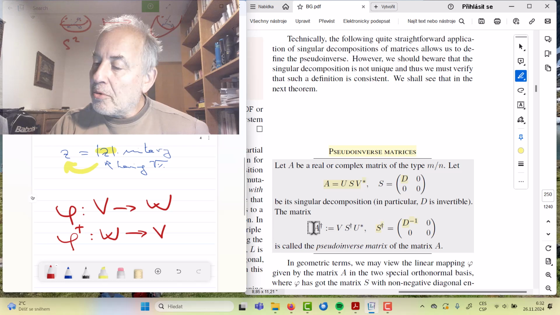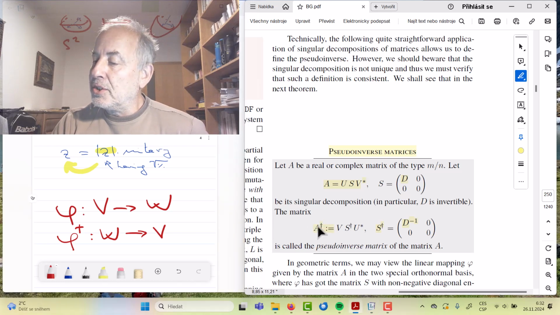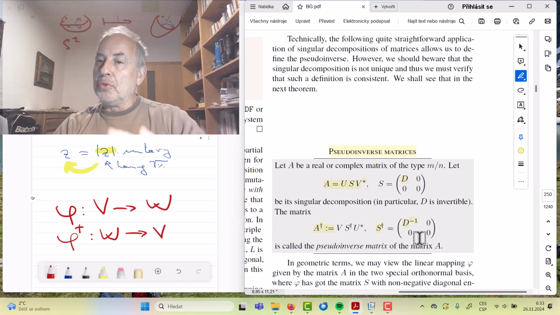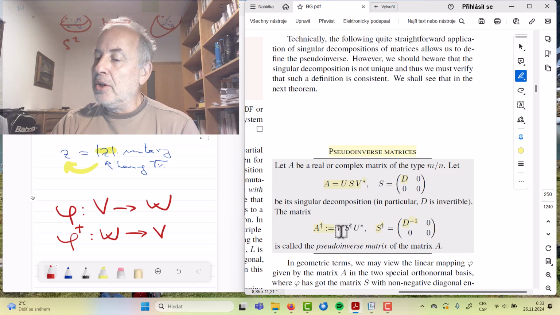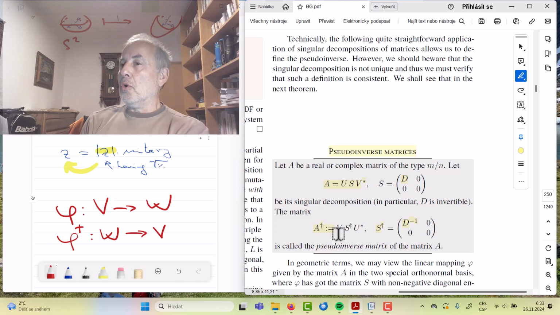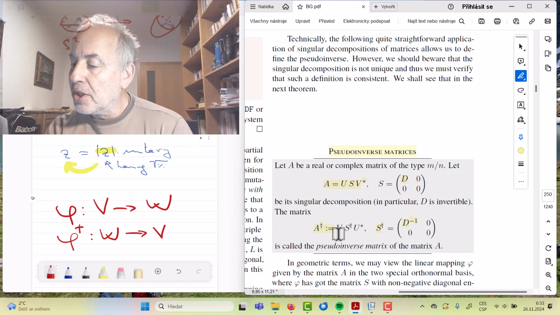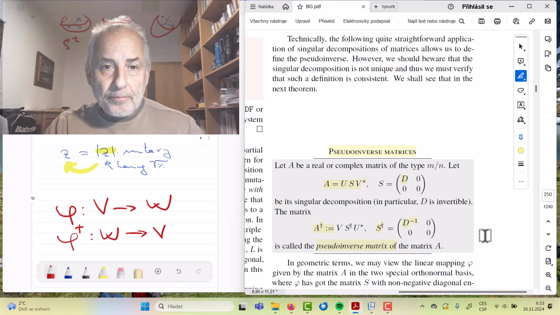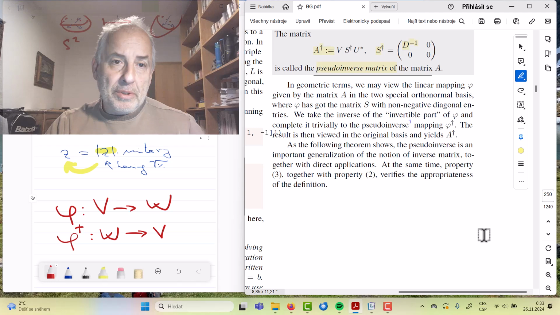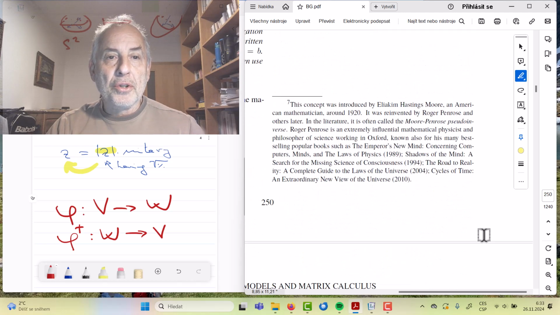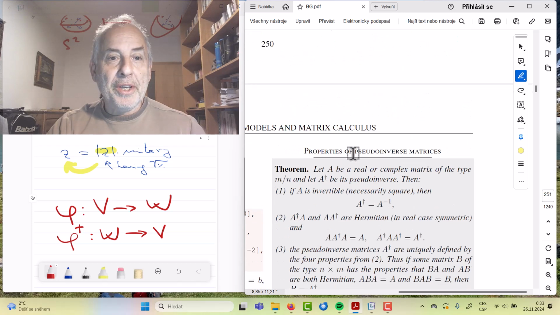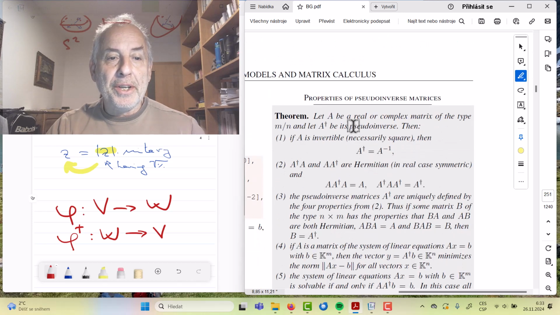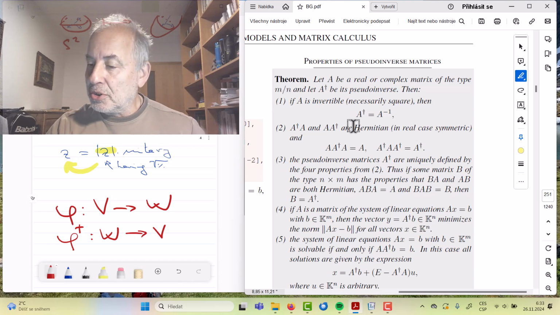So the right definition for A dagger is: we take S dagger as something which is as close to the inverse as possible, and we go back to the original coordinates with the inverses, and this is called a pseudo inverse matrix. Now, as you see, it's just based on the singular decomposition theorem, but it has got a very nice history, and more interestingly, it has got very nice properties.